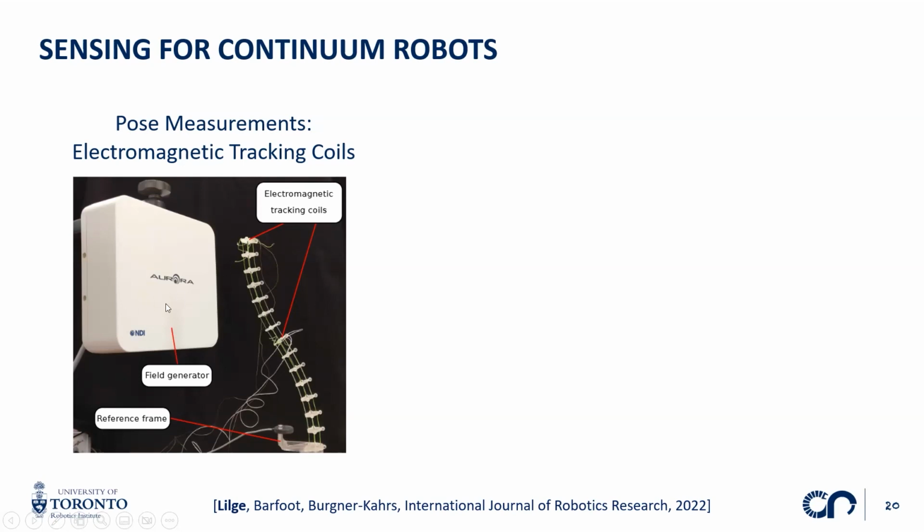And these coils are really small, so I can integrate them in my continuum robot body. In this example, two of these tracking coils are placed on two different points along its center line to get two discrete pose measurements. So that's one sensing technique that's very common.